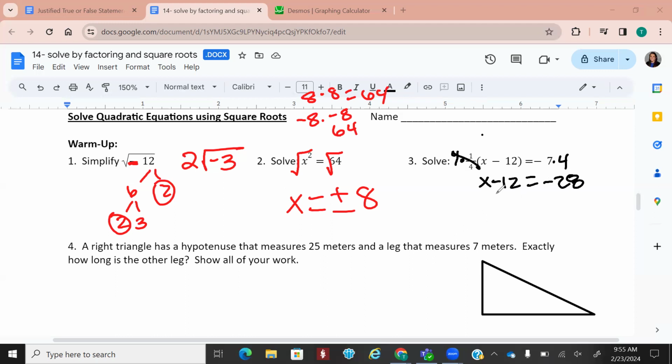Now we want x by itself. So we're going to add 12 to both sides. So that's going to give me x equals negative 16.